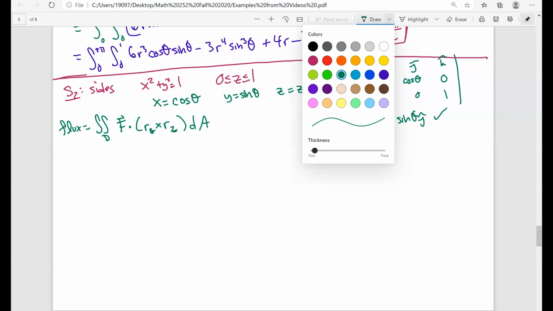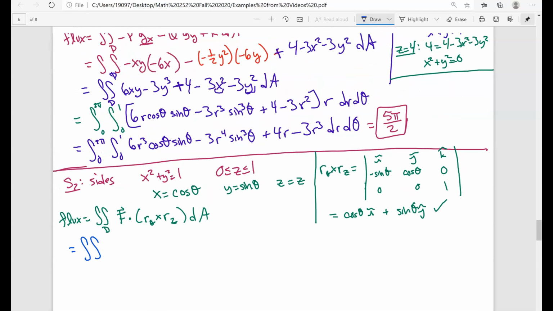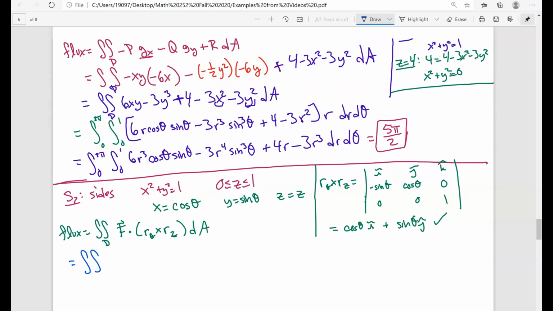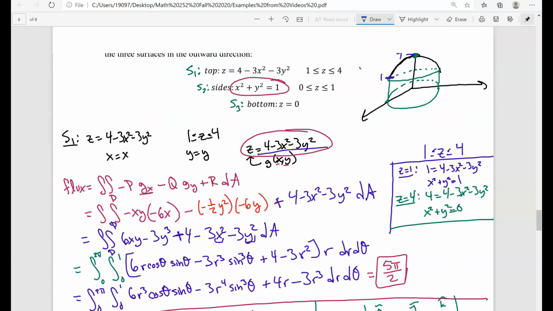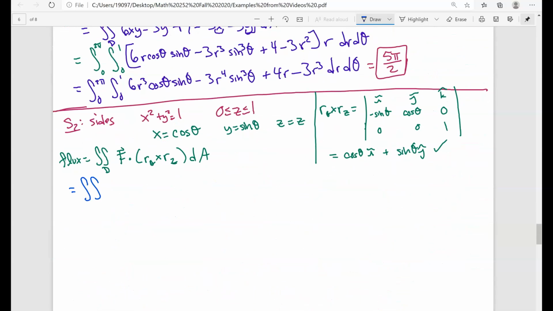So now all we have to do is just plug everything in there. So double integral. My force field in this case, again, was that weird one. So the first one, oh gosh, what was it? It was xy. So for xy, what I'm going to do is multiply the x and the y here. Here's x and here's y. It's going to be cosine theta, sine theta. That's going to be for my force field, the first component. Then I'm going to plug in for the next one, which is negative 1/2 y squared. It's going to be negative 1/2 sine squared theta.